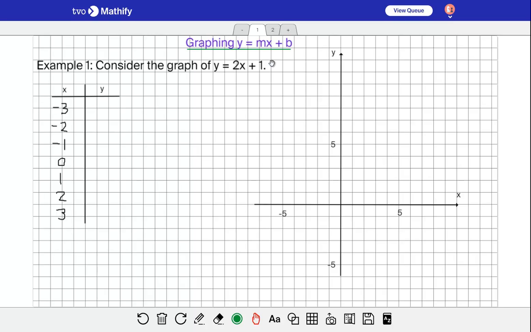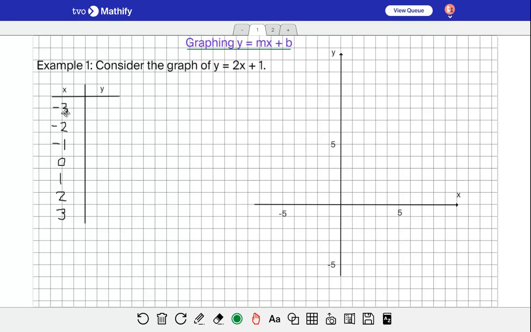In this tutorial, we're going to take a look at graphing lines in the y equals mx plus b, or slope y-intercept form. So on the first page here, we're going to take a look at an example. Consider the graph of y equals 2x plus 1. I'm going to start with the table of values first, plot those points, and then draw the line, and then talk about what the slope is and what the y-intercept is.